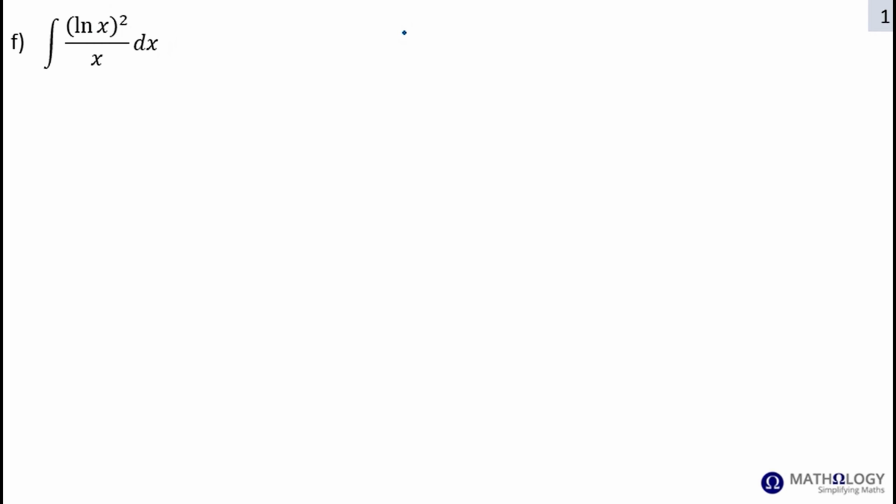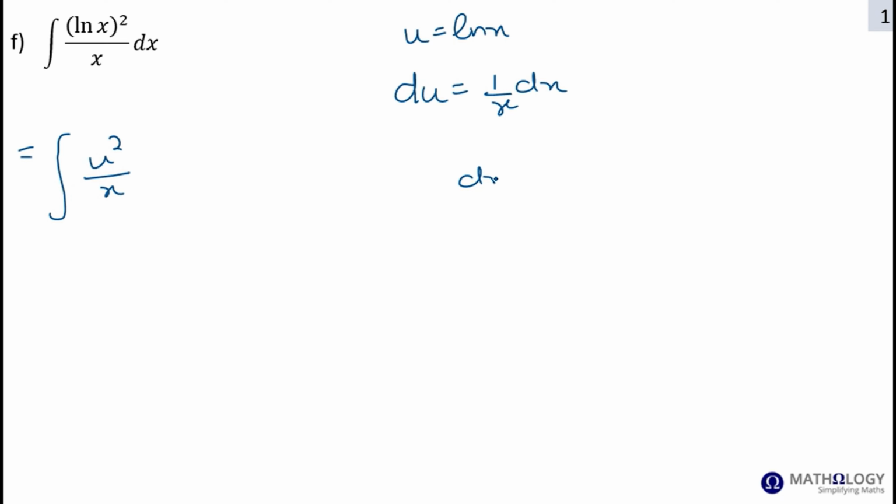Okay, here we're going to call ln x, u. Du equals, the derivative of ln x is 1 over x, so du is 1 over x dx. So that'll give us the integral of u squared over x dx, and dx will equal x du. So dx is x du, the x's cancel, which is nice.